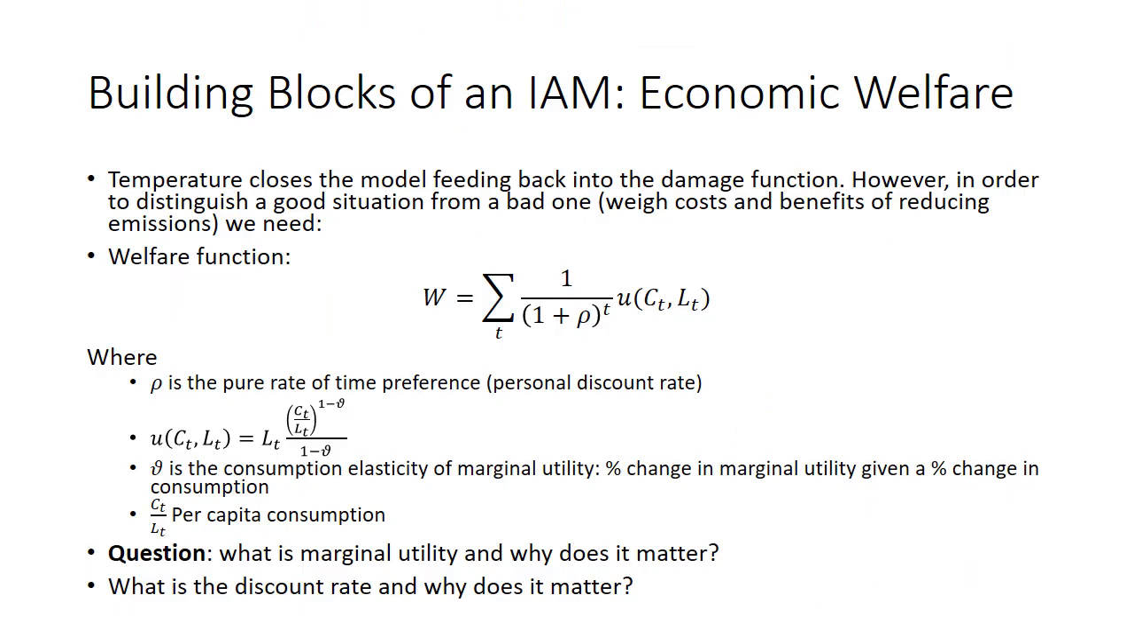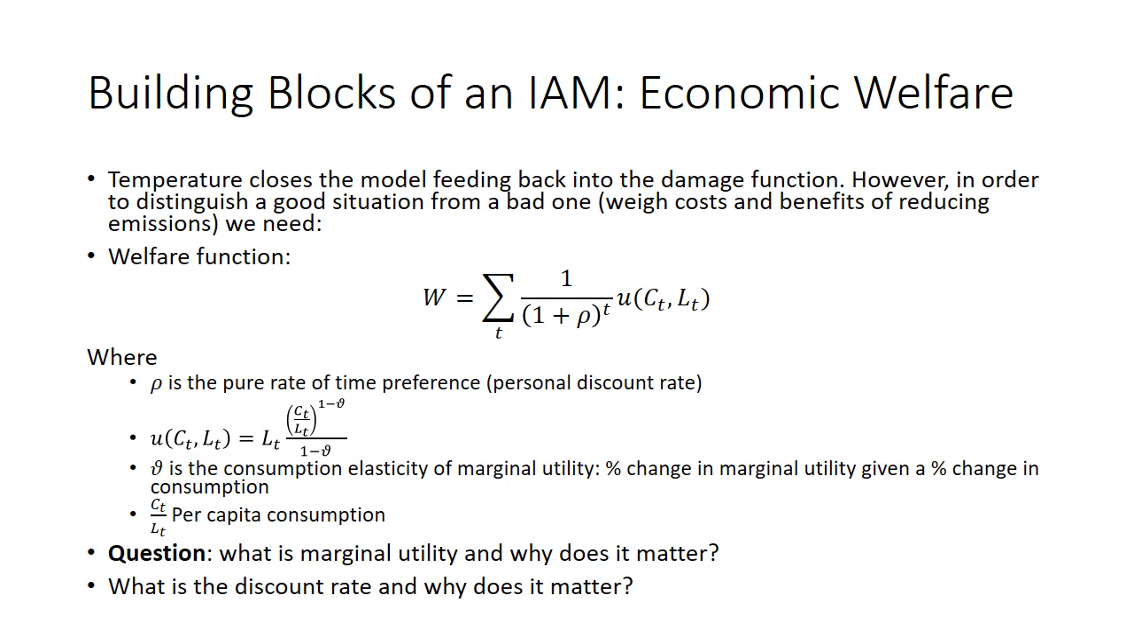Now we place the whole thing into an economic welfare function. Temperature closes the model, feeding back into the damage function. However, in order to distinguish a good situation from a bad one, we need to weigh the costs and benefits of reducing emissions. In other words, we need a welfare function. So our welfare function looks like the equation on the slide here.